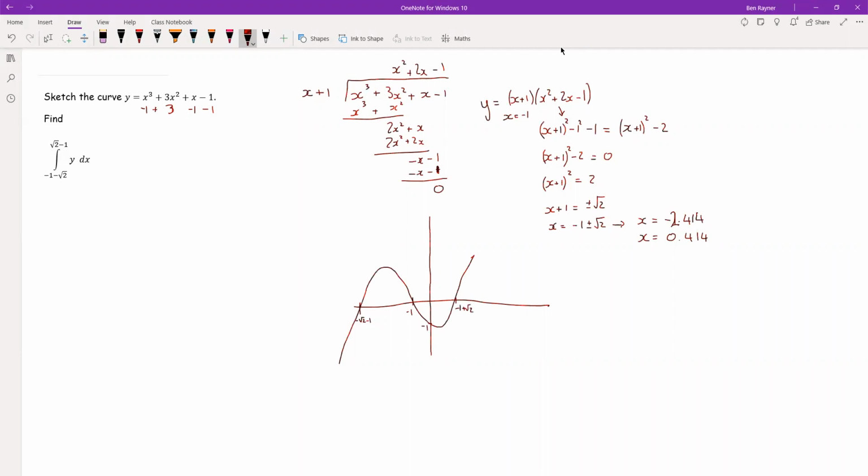Okay, so there's my sketch. You should put all the intercepts on and everything else. Sometimes you might want to find the turning points.